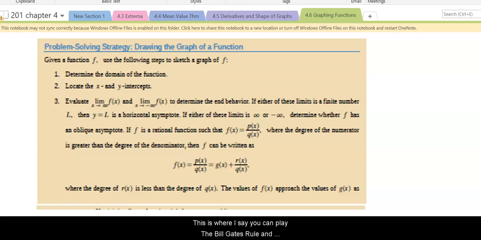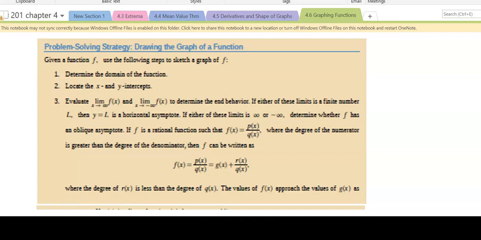This is where I say you can play the Bill Gates rule, and the only place where you can play the Bill Gates rule. In other words, when the numbers get massively large in magnitude, the only thing that matters is the highest degree term in the numerator and the highest degree term in the denominator. If the degree of the denominator is larger than the degree of the numerator, it will overpower it and eventually drive the horizontal asymptote down to 0 or to the x-axis, which is the same thing, the graph of the line y equals 0.